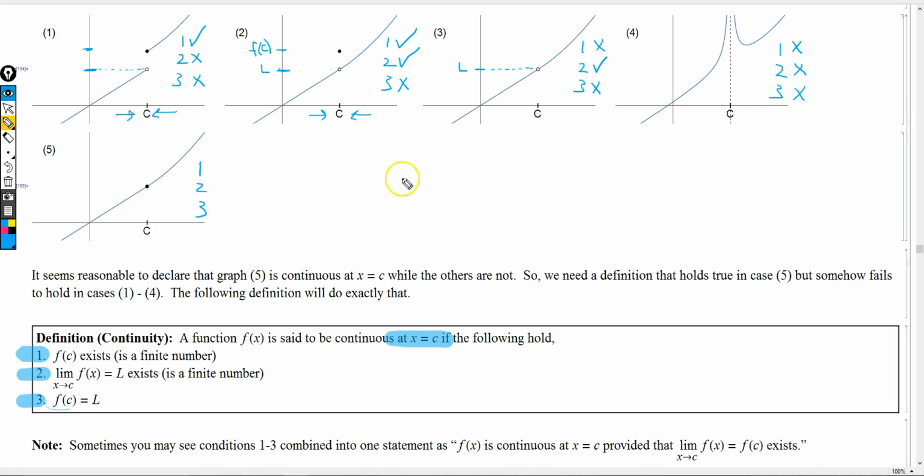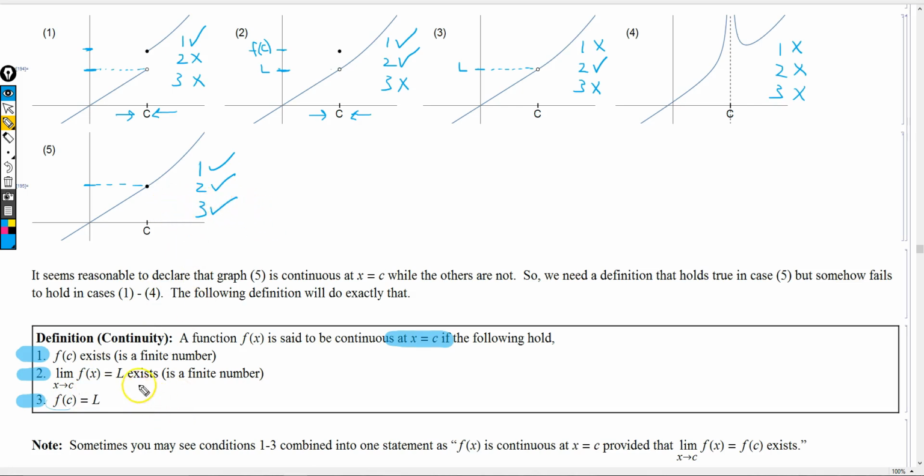And then number 3 can't be satisfied either. Okay. Now let's finally take a look at number 5. All right, first of all, f of c does exist. Right there it is on the y-axis. So number 1 is satisfied. Number 2, the limit, well, yeah, the limit is the same number right there on the y-axis. So the limit exists. And then we see that f of c does equal L.